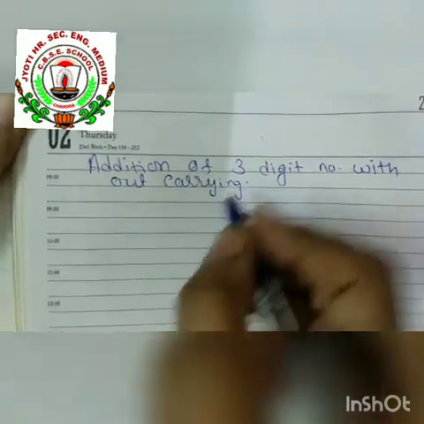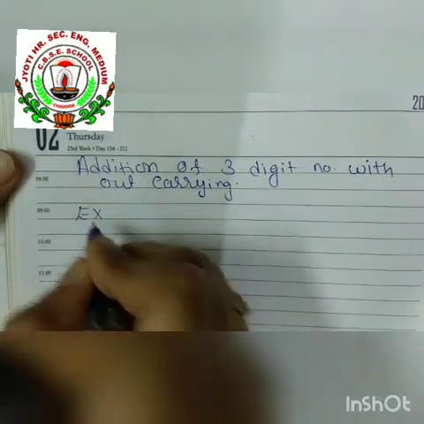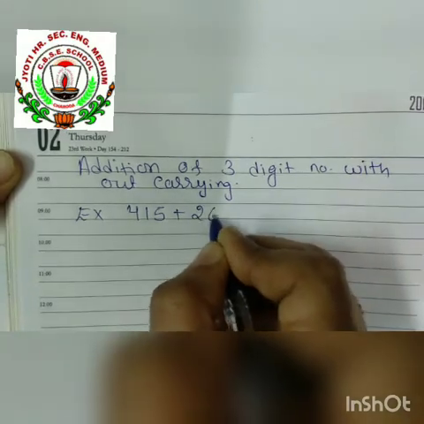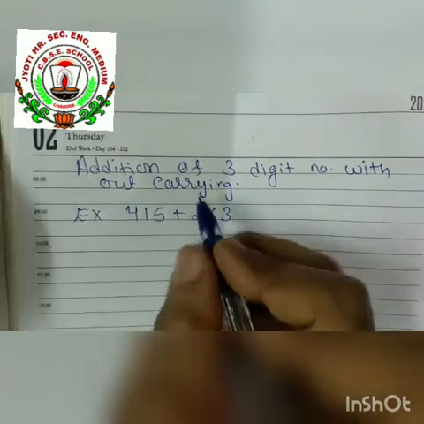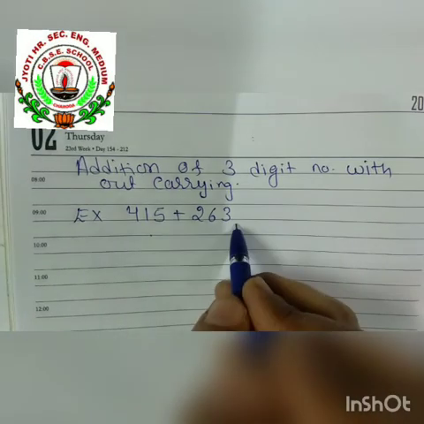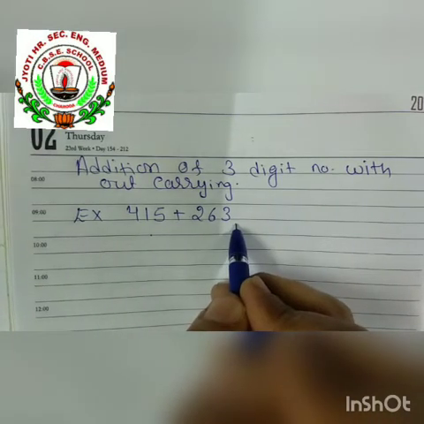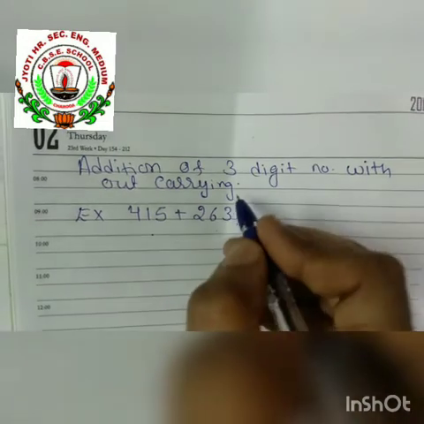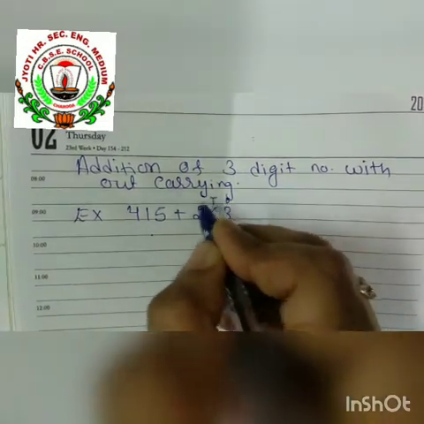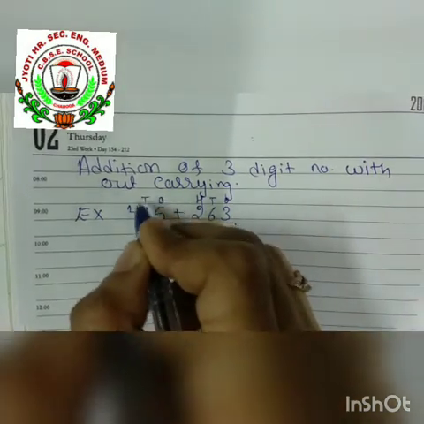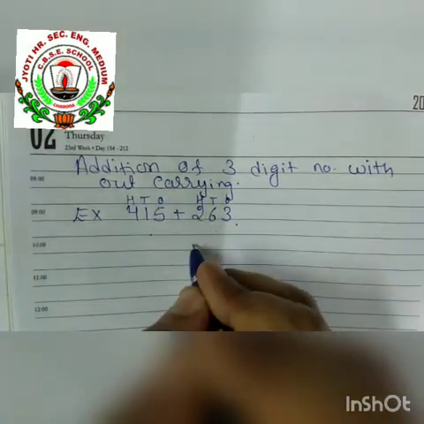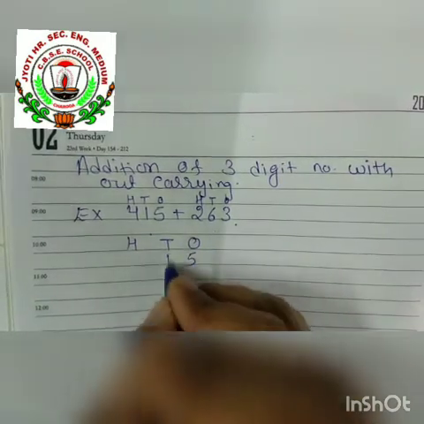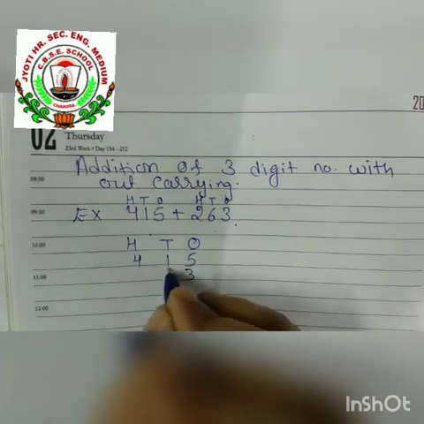Let us take an example of three-digit number without carrying. Suppose I have 415. I have to add 263 to it. 415 is a three-digit number and 263 is also a three-digit number. Suppose now we have to add these two. First we will see their position. It is ones, tens, hundreds. Now we will write according to their position. Ones, tens, hundreds. So 5, 1, 4, 3, 6, 2.